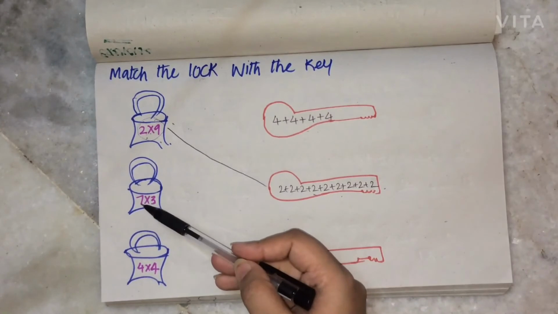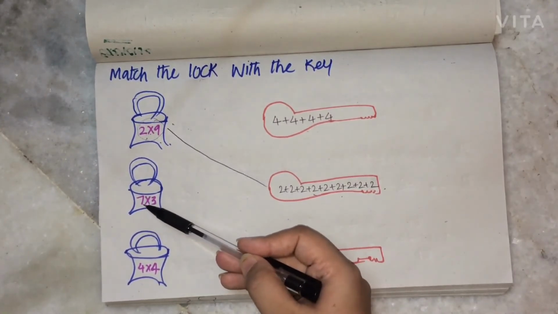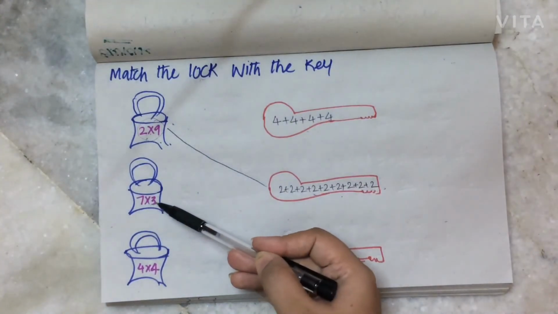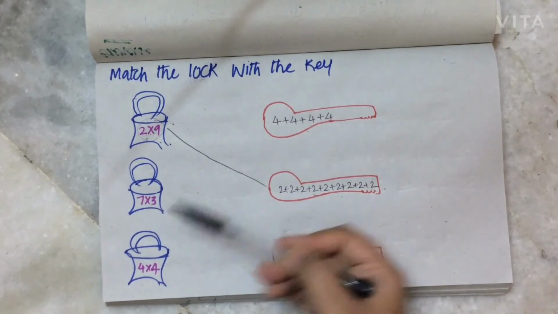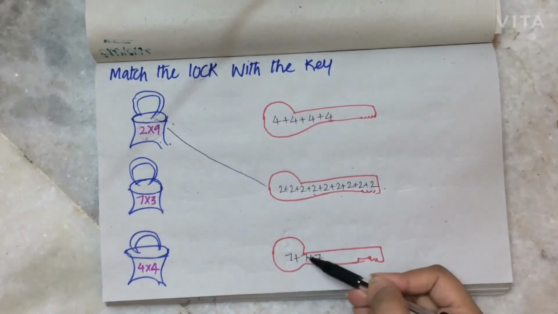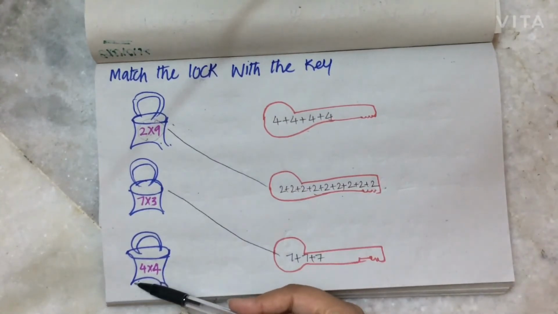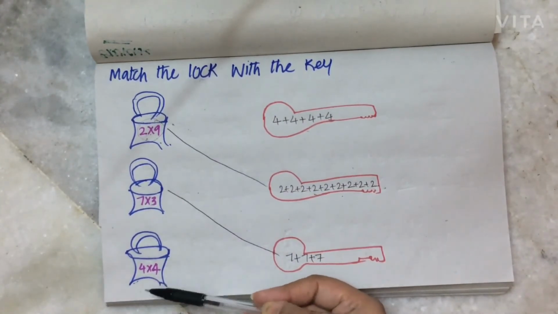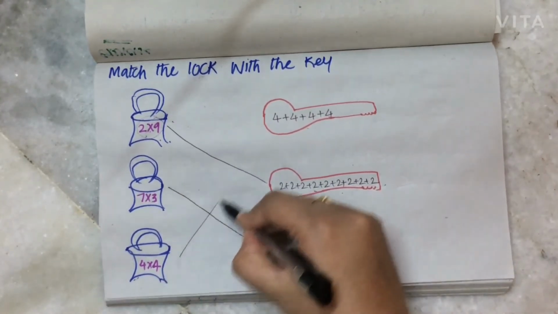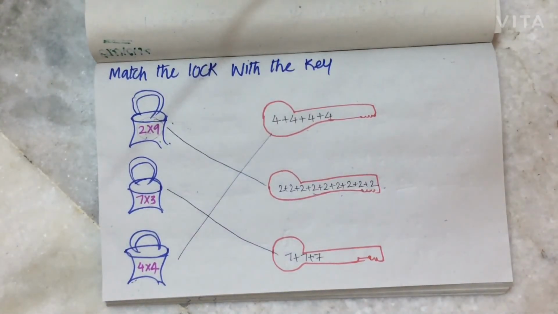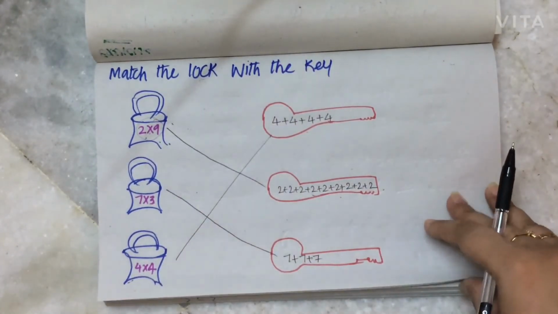Here 7 multiplies with 3, which is nothing but we are adding number 7 for how many times? 3 times, right? So 7 multiplies with 3, 7 plus 7 plus 7, right? So this will go here. Now 4 multiplies with 4, means we are adding number 4 for how many times? 4 times. So it will go here. Simple way, right? So these are all exercises you can practice at home also.